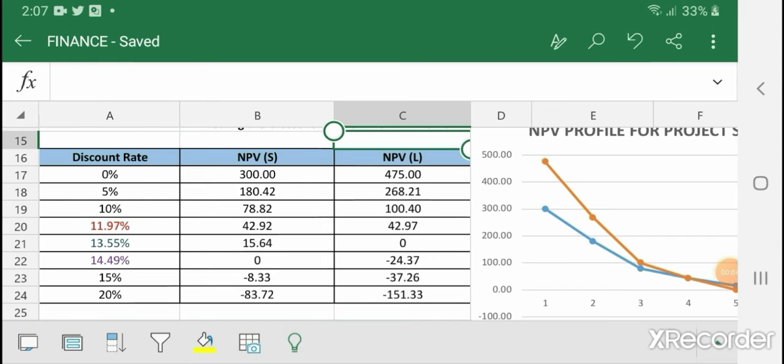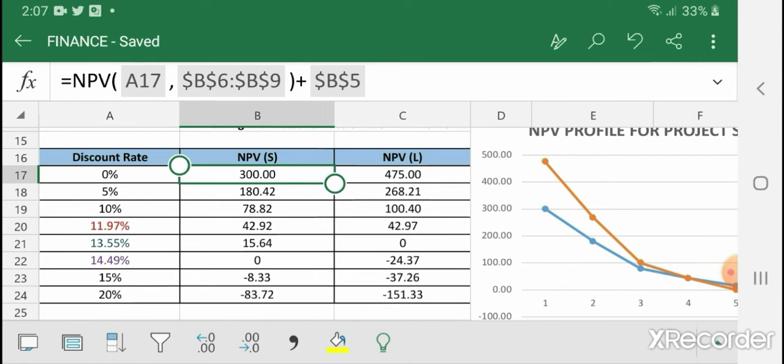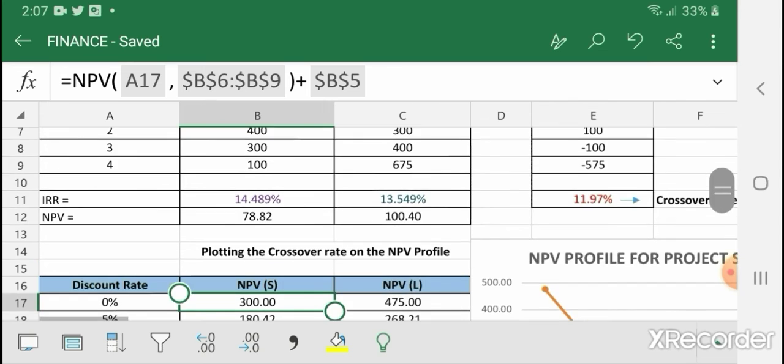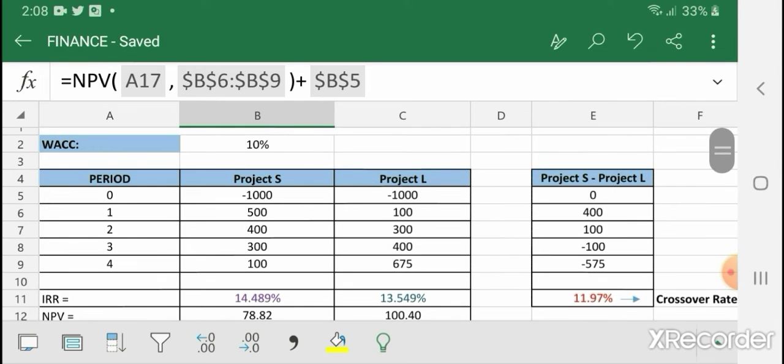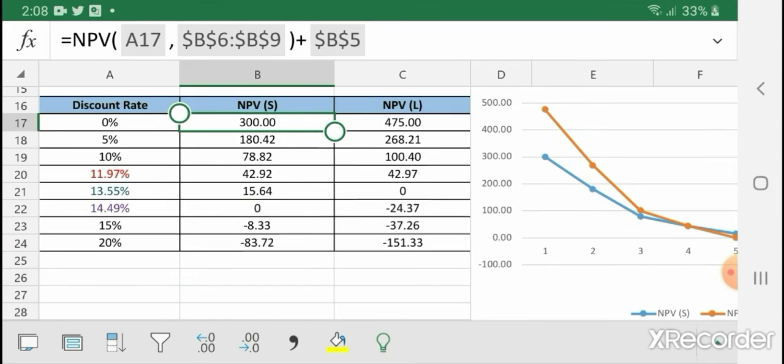So the formula will be equals to NPV, A17, which is the discount rate, B6 to B9, which is the project S cash flow, plus B5, which is the time 0. So we will just do the same thing for project L.